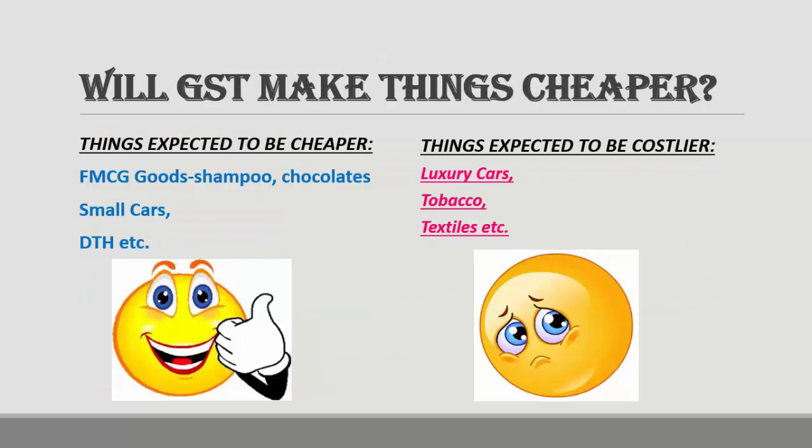Now, the most important question is here. Will GST make things cheaper? So friends, there are both sides to it. There are certain things which are expected to be cheaper. FMCG goods like shampoo, chocolate, small cars or DTH connections, etc. are expected to be cheaper. On the other hand, unfortunately, some things are expected to be costlier also. Example, luxury cars, tobacco, textiles, etc.